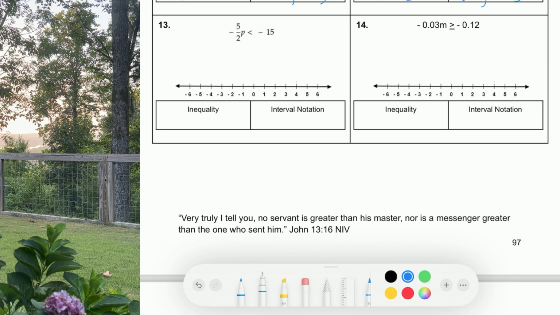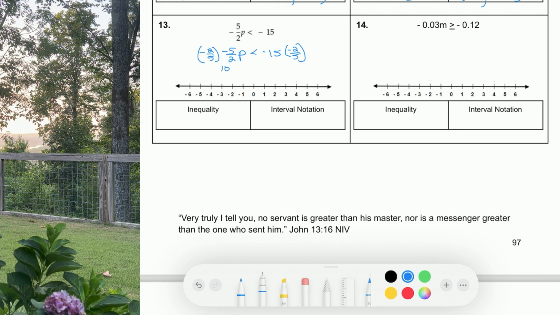Number 13. We have a fraction. And remember, the way that we cancel fractions when we're trying to get a variable by itself is to multiply both sides by the reciprocal, the flipped version of that fraction. So that's what we're going to do here. I'm going to write out negative 2/5 times negative 5/2 p is less than negative 15 times negative 2/5.